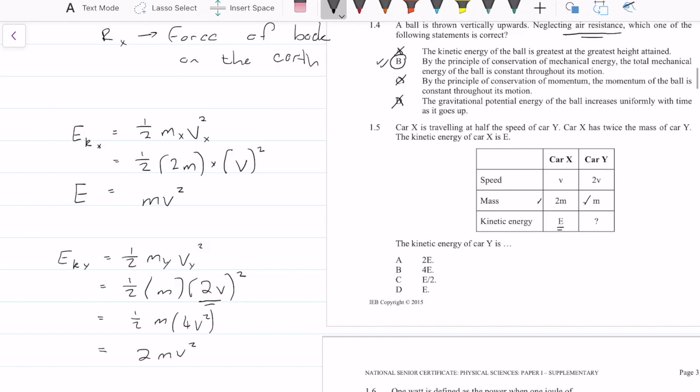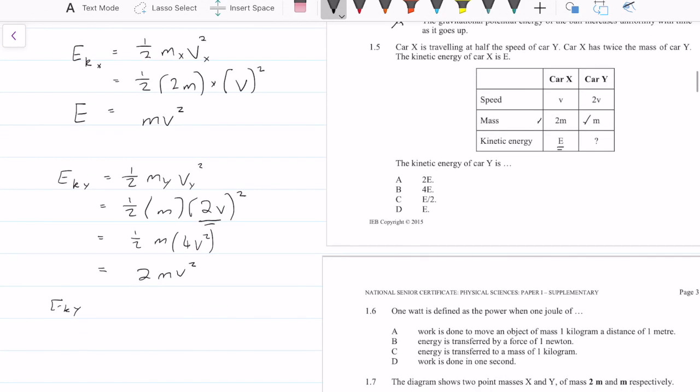So now we have to write EK of Y in terms of E. If we look closely at these, we can see that this term here is exactly the same as this term here. So what we can say is that EK of Y is equal to 2E. So our answer is A.